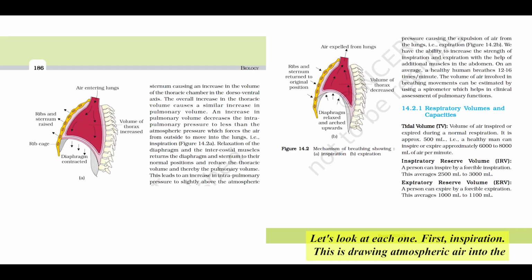First, inspiration. This is drawing atmospheric air into the lungs. For this to happen, the pressure inside the lungs, the intrapulmonary pressure, must become less than the atmospheric pressure. We need to create a negative pressure, essentially. How do we achieve this? It's initiated mainly by the contraction of two sets of muscles. Number one, the diaphragm. This big dome-shaped muscle at the base of the chest cavity contracts. When it contracts, it flattens and moves downwards. This increases the volume of the thoracic chamber in the front to back direction, the anterior-posterior axis.